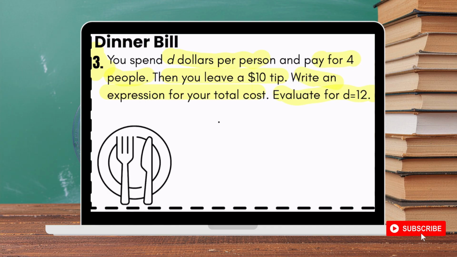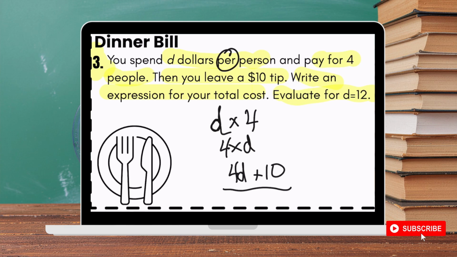You spend D dollars, we don't know how much, per person, and per is the key word that highlights that we're using multiplication. And I pay for 4 people. So I would do D times 4, and the commutative property of multiplication means that I can flip-flop my order. I can multiply in whatever order I want. So this is 4 times D, which is the same as 4D. And then, in addition to that, I'm going to leave a $10 tip. So that's going to be plus 10.